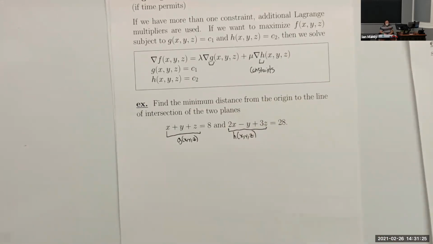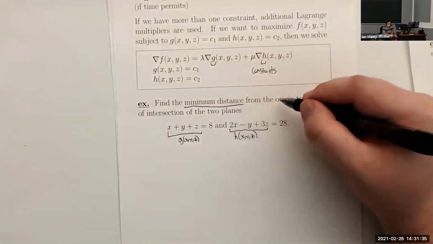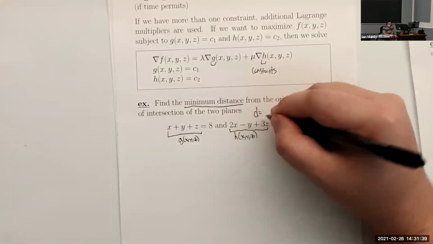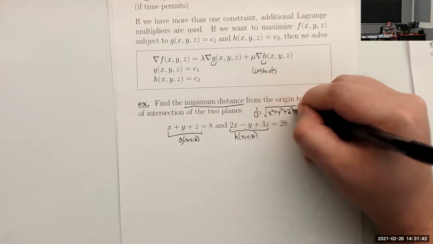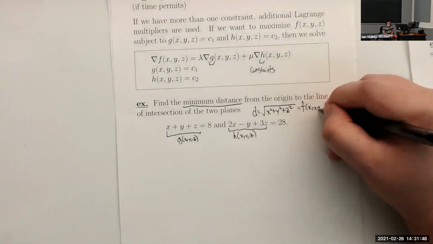Then what do you think we're going to be using for our F? What are we trying to find an extrema of? Well, we're trying to find the minimum distance, right? So this distance is from the origin to somewhere else. So that means our equation will be root x squared plus y squared plus z squared. So this will be our f of x, y, z.